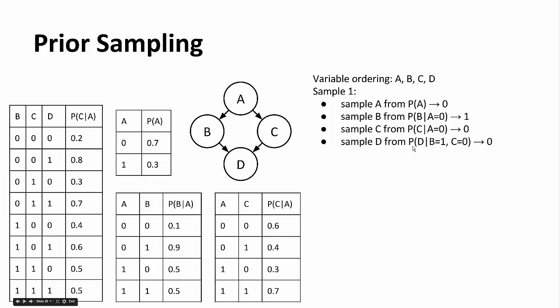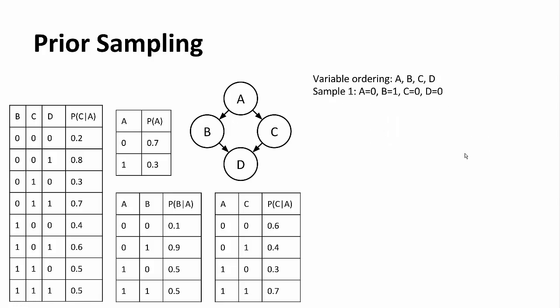And then finally, we sample D from the probability table P of D, given what our sample value was for B and what our sample value was for C. By the nature of our linearization, all of the variables that appear behind the conditioning bar have already been sampled by the time we get to D. Now all 4 of our variables are sampled, and we can return this sample: A equals 0, B equals 1, C equals 0, and D equals 0.